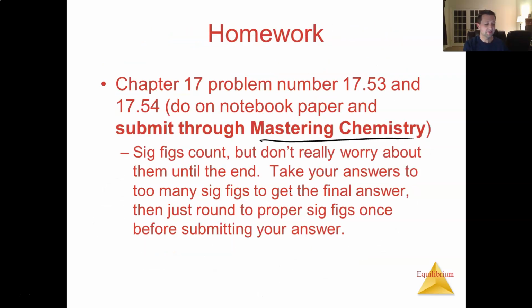Sig figs do count, but they don't count throughout the problem. You want to wait till the very end. If you round during the problem, you're going to get a messed up answer at the end. So take your answers to way too many sig figs, and just round it once when all is said and done. Don't do sig figs throughout. Just type in your calculator, and whatever you get at the end, round that to proper sig figs, and you should be fine.